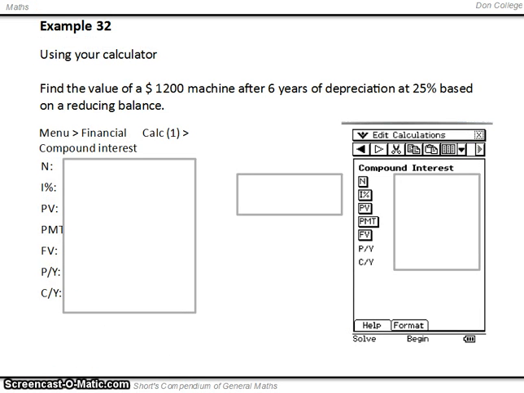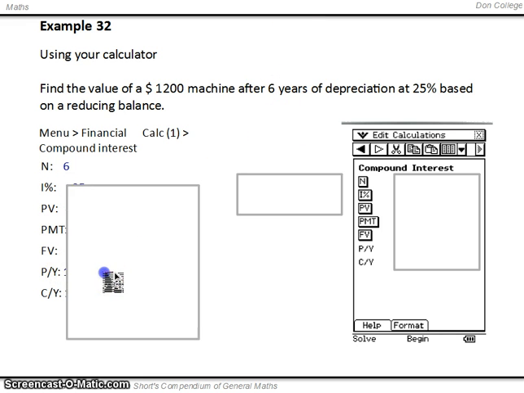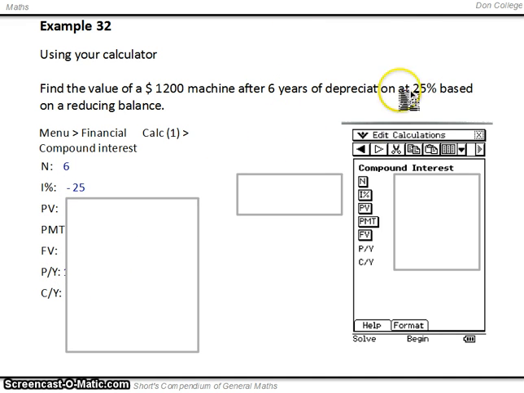Okay, using your calculator. Now, if you bring up your compound interest screen, you can use the same idea that we've used to solve problems before, but this time it's going down in value, so we have a negative interest rate going down by 25%. So, put your calculator into the compound interest screen. N is going to be 6 years. The percent is minus 25 because it's going down by 25%.